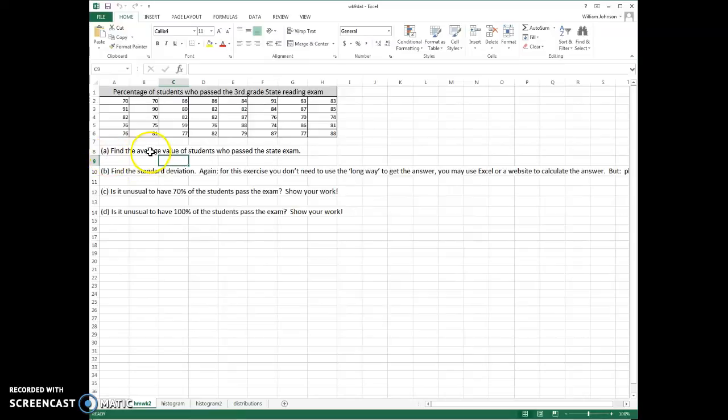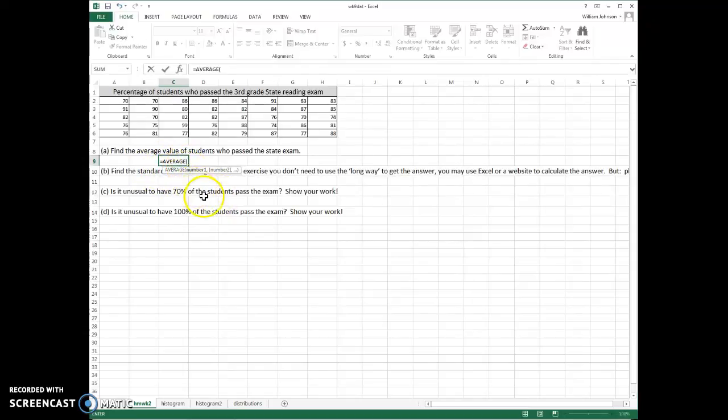Part A, average value. Excel will do these calculations for you automatically. The first thing you need to do is type equals. Equals tells Excel to think like a calculator. So what do I want it to do? I want it to do the average. I start typing and look at it. It pops right up here. Wow. All right, click it. And you see Excel says, sure, tell me the average.